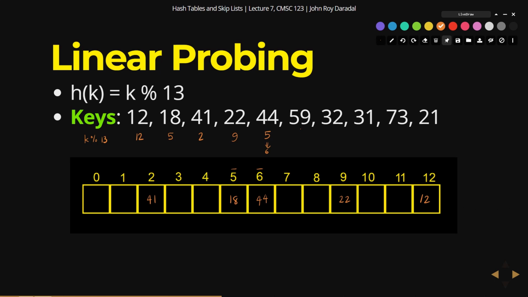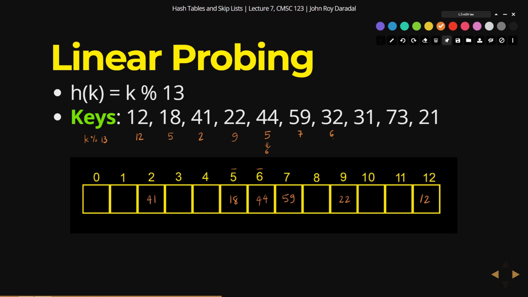Next, let's try 59. For 59, this one is actually 26, 52, right? 52 is the closest multiple, so the modulo 13 is 7. Index 7 is still open, so it's safe to put 59 here. You don't overwrite anything.